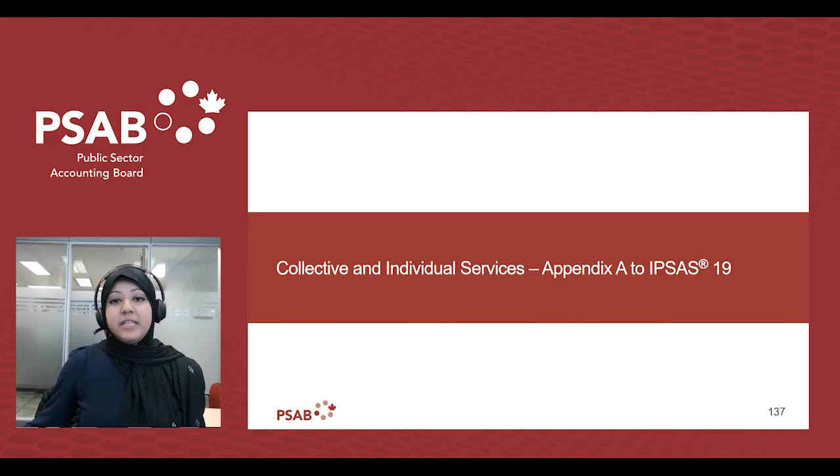When IPSAS 19, Provisions, Contingent Liabilities and Contingent Assets, was first issued, provisions and contingent liabilities arising from social benefits were excluded from the scope of the standard. IPSAS 42, Social Benefits, amended IPSAS 19 to bring within the scope of IPSAS 19 collective and individual services. A key issue addressed by the amendment to IPSAS 19 is whether a provision arises in respect of those transactions.